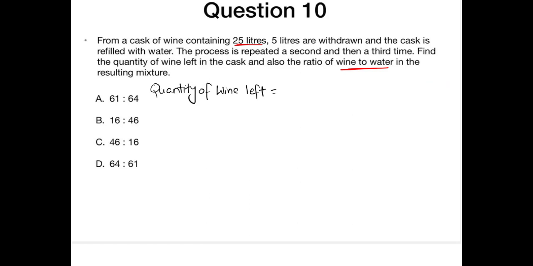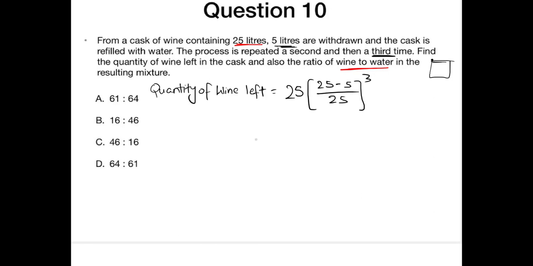The quantity of wine left is equivalent to: the total jar is 25 liters, right? So we take 25 into, and 5 liters is always withdrawn, so it is (25 initial minus withdrawal) by initial, whole to the power. They are doing it 3 times, so we write it as a cube here.